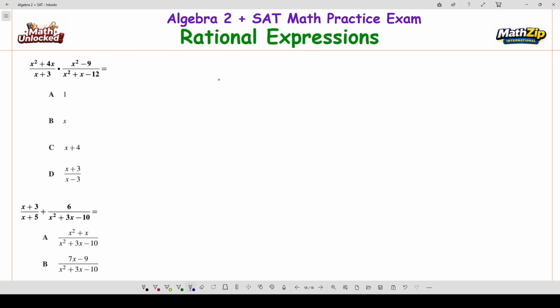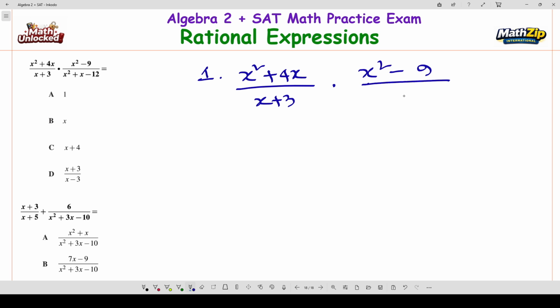Simplifying rational expressions. Question 1. (x² + 4x) ÷ (x + 3) times (x² − 9) ÷ (x² + x − 12).